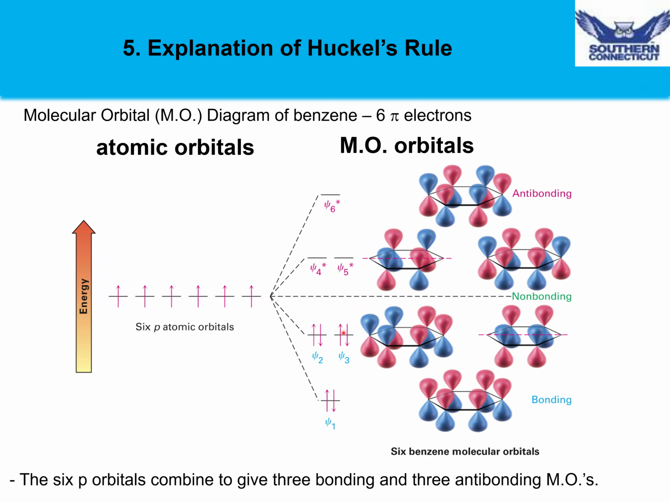3 of those molecular orbitals will be lower in energy than the original 6 p orbitals. And so you can see that they are below in terms of energy. In other words, they're more stable than the original p orbitals. 3 of the orbitals will also be higher in energy, and so these are considered anti-bonding orbitals.